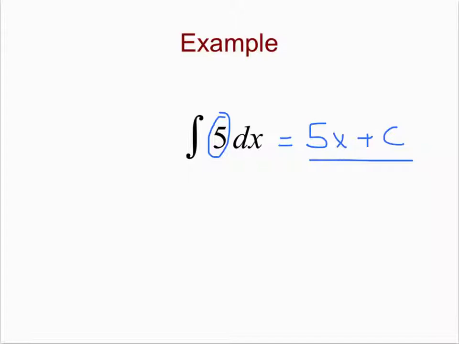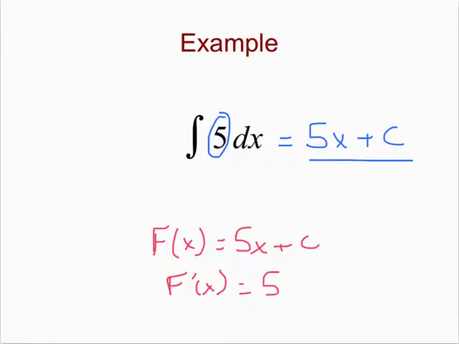And the way you check that is this. What's the derivative of 5x plus c? If capital F of x is 5x plus c, the derivative, which we would call capital F prime of x, is going to be 5 plus 0, which is 5, and that's what we wanted, see, the 5 right there. So this is our antiderivative, general antiderivative, 5x plus c.